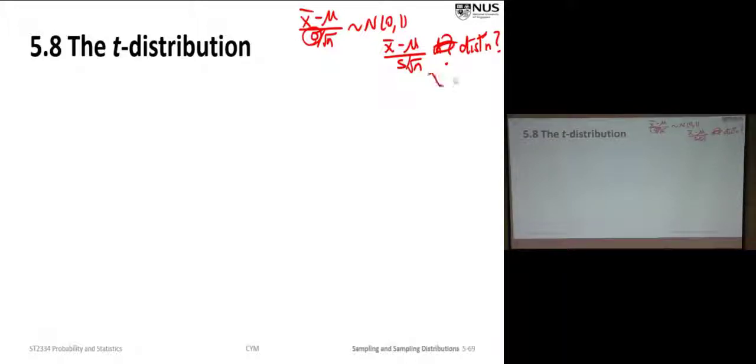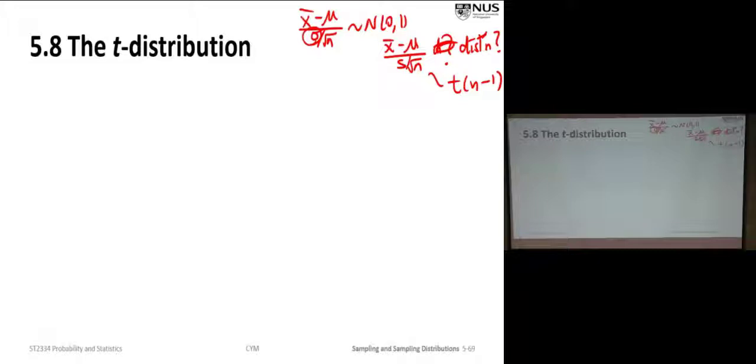You learned it, you heard about it. This is a T distribution with n minus 1 degrees of freedom. So that's why we need to at least have some idea what this T distribution looks like.